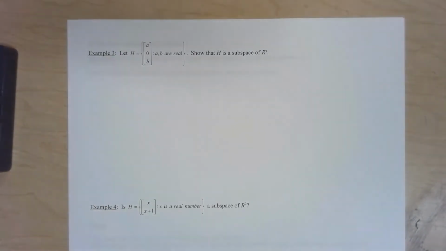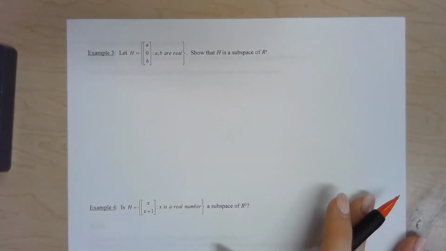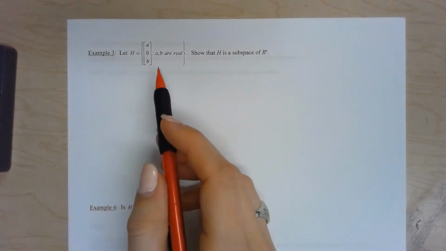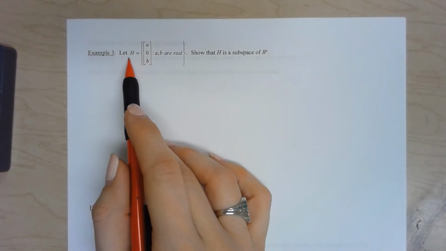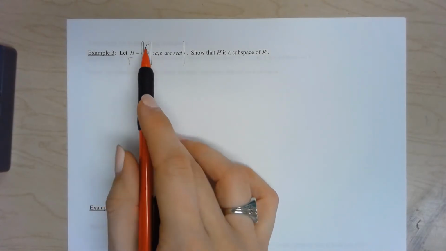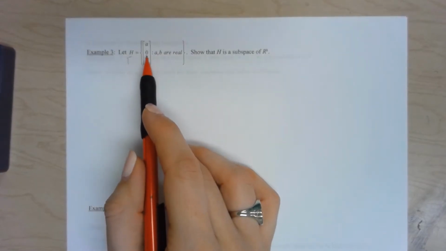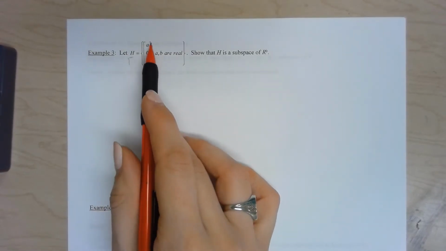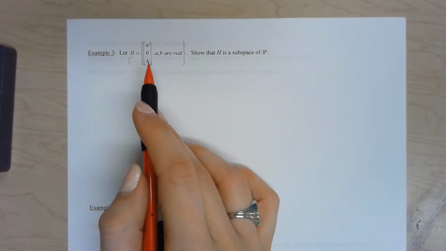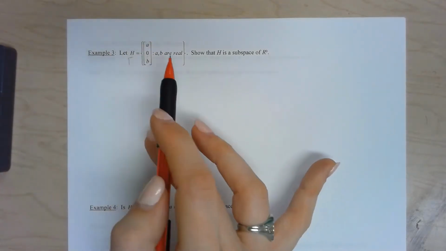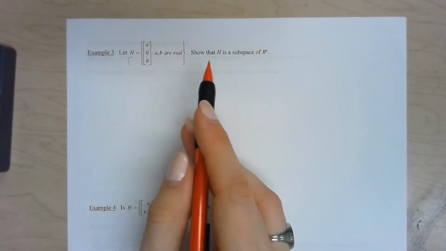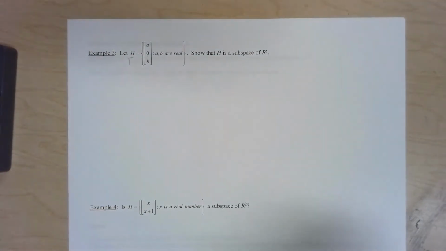All right, so the easiest thing to check is that the zero vector is in this space. So let's define what this subspace is first. We've set some conditions here. H, representing the subspace, is the set of all three-dimensional vectors that have a 0 in the middle, and then the top and bottom are just real numbers. That's all that's required for a vector to be in this subspace. And we want to show that it is a subspace.